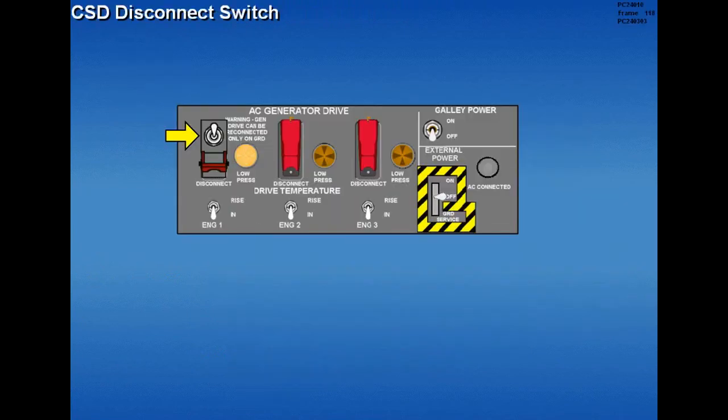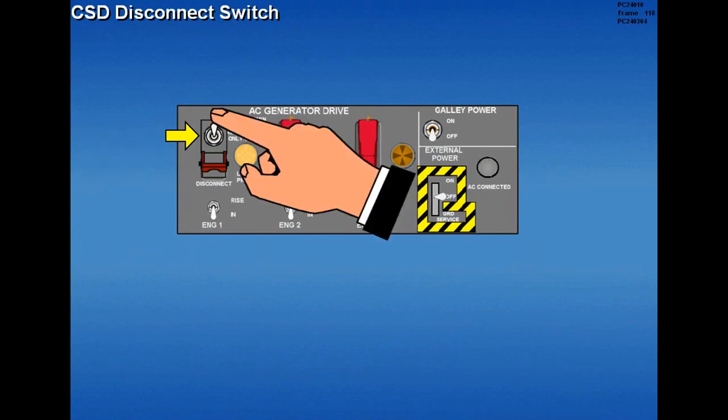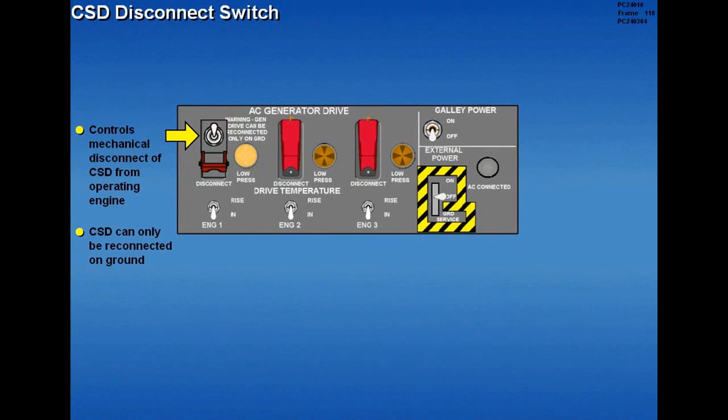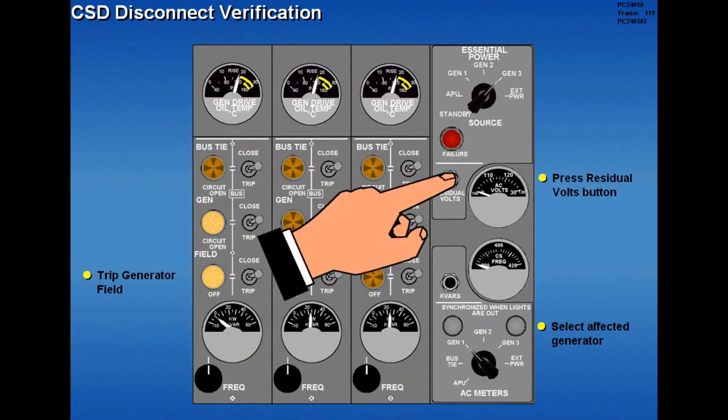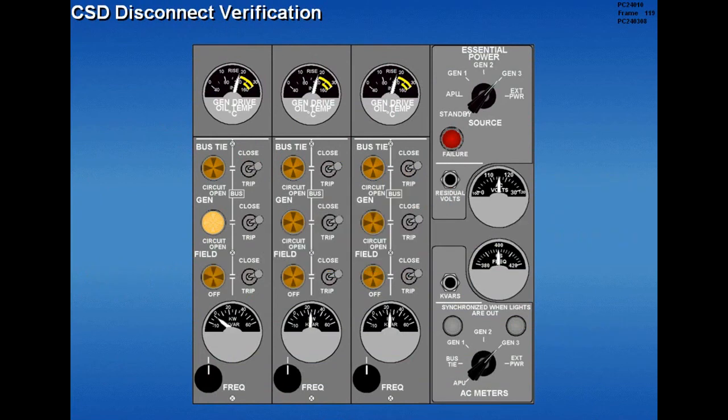The CSD disconnect switch controls the mechanical disconnect of the CSD from the operating engine. Once disconnected, the CSD can only be reconnected on the ground. CSD disconnect is verified by tripping the affected generator field, selecting the affected generator with the AC meter selector, and pressing the residual volts button. A 0 reading on the inner scale of the AC voltmeter indicates a clean disconnect.